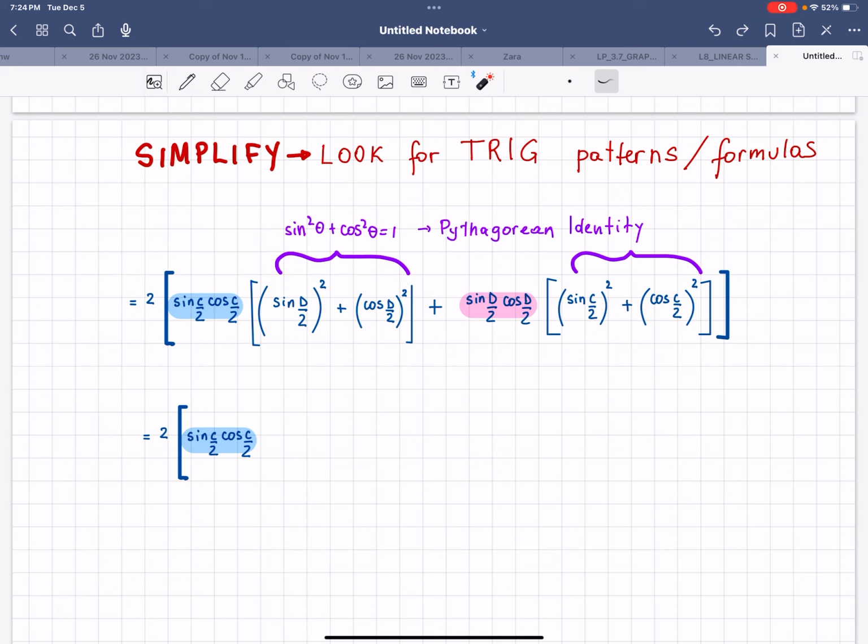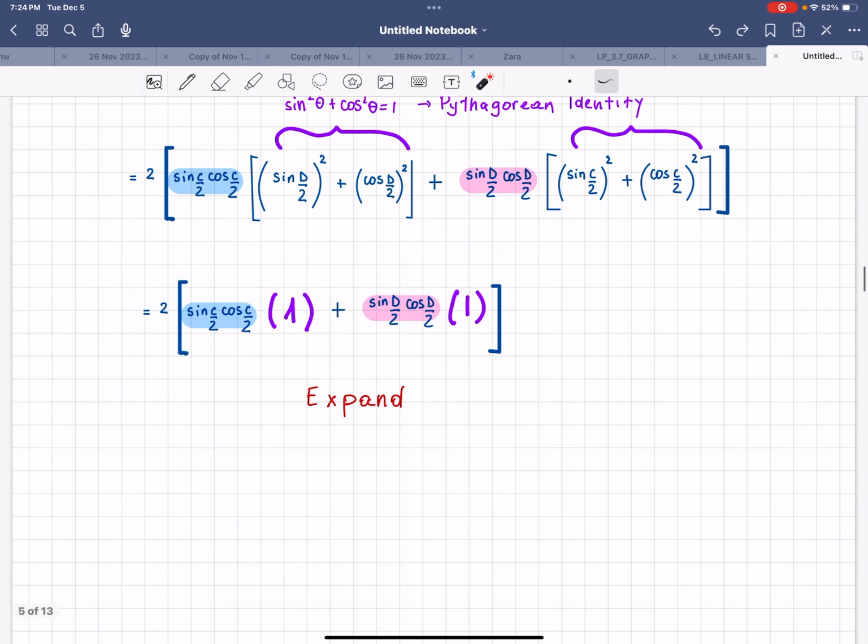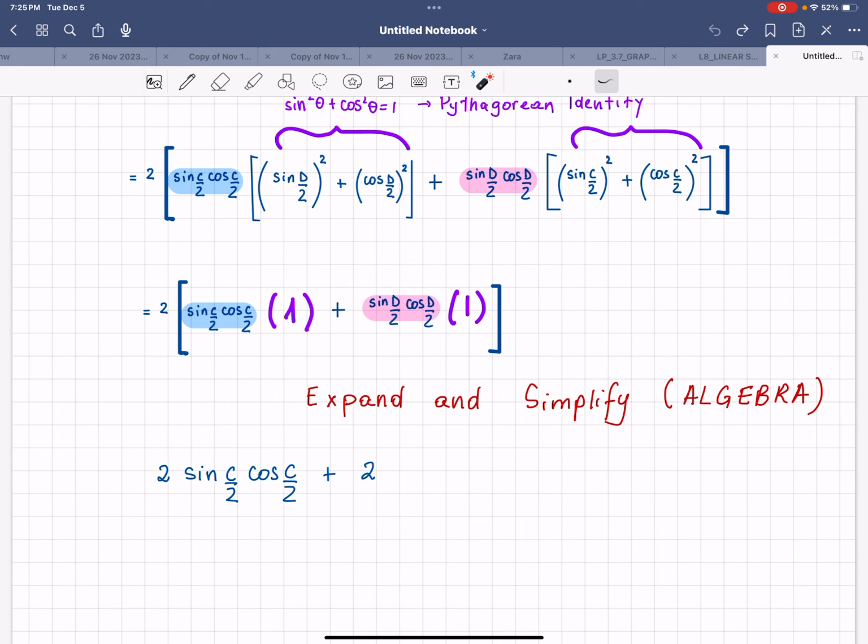So we have sine c over 2 cos c over 2 multiplied by 1 plus sine d over 2 cos d over 2 multiplied by 1. So now we'll have to expand. And by expanding, I mean that we're going to bring number 2 in. So let's see what happens. So a little bit of algebra again. We have 2 sine c over 2 cos c over 2 plus 2 sine d over 2 cos d over 2.